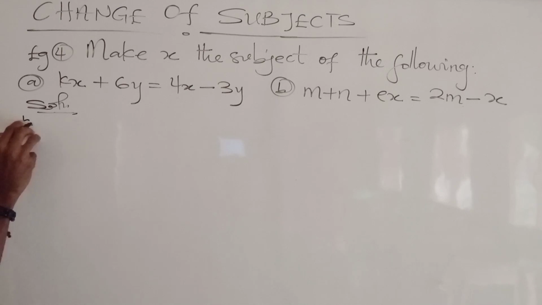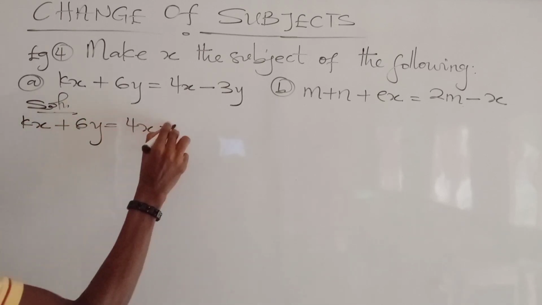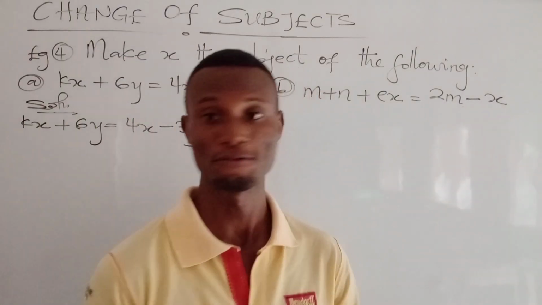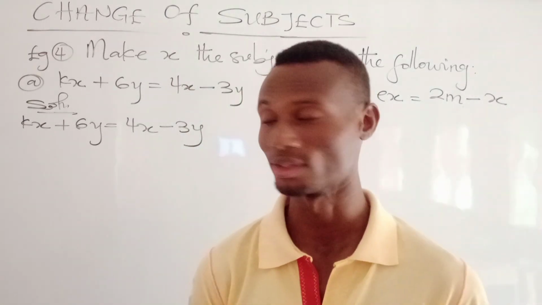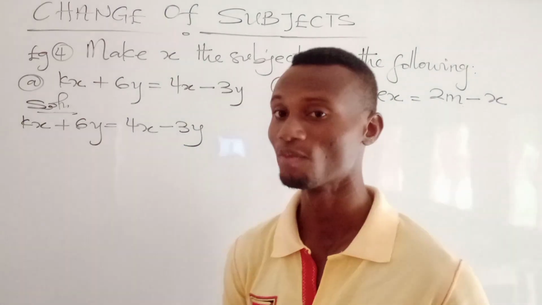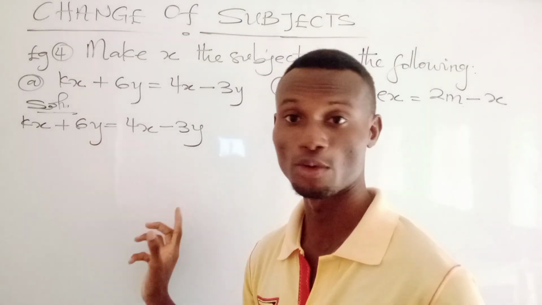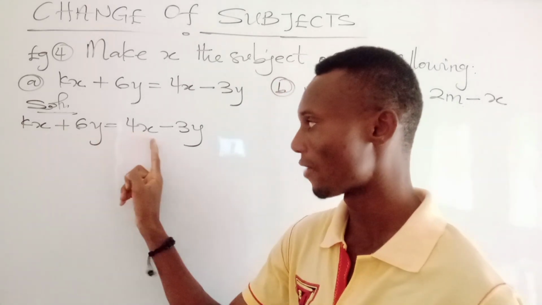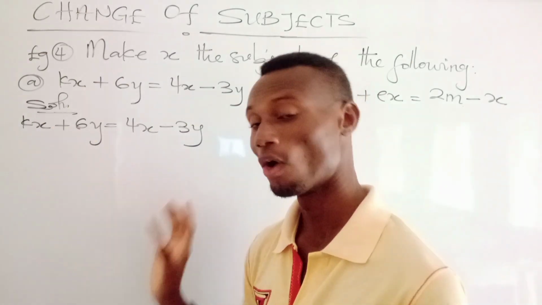So I have KS + 6y = 4s - 3y. We are making S the subject from this equation, and that means we are to make S stand alone in the given equation. Now if you check the equation very well, you can see that we have S appearing at both sides of the equation. We have KS here, it contains S, and we have 4S here, it also contains S.